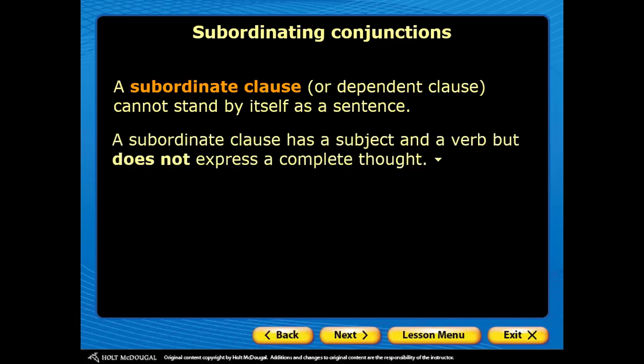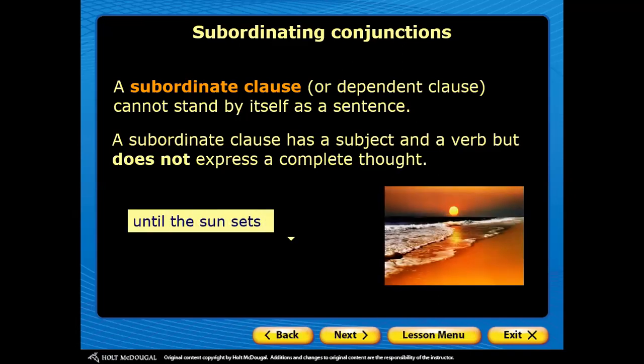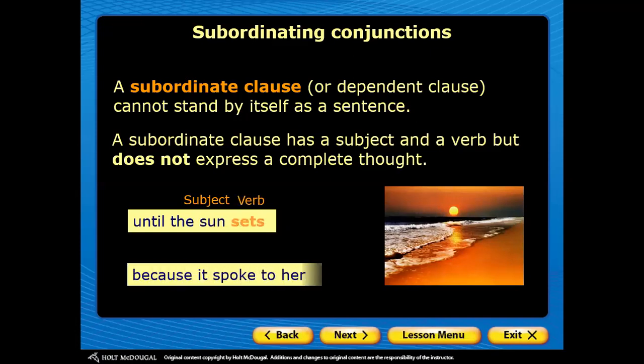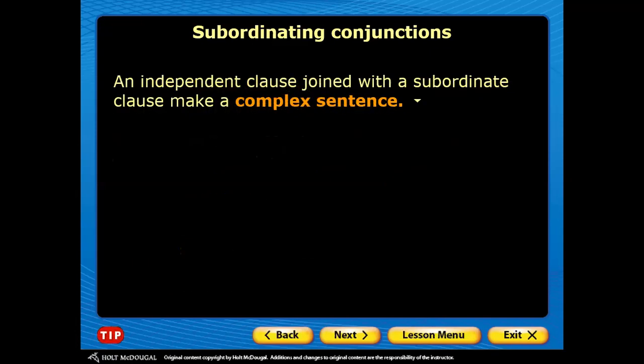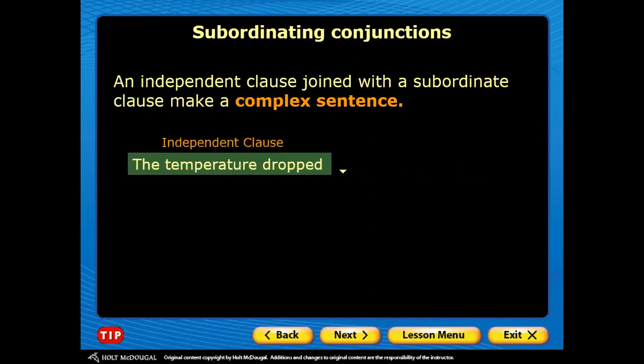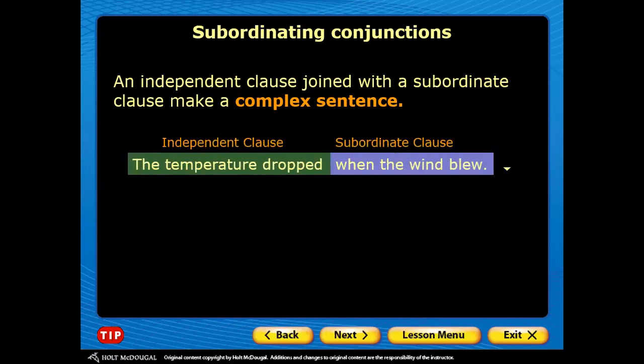Last lesson, just to quickly go over subordinate clauses. A subordinate clause, remember, is a dependent clause, which is the more practical use of the name. It cannot stand by itself as a sentence. A subordinate clause has a subject and a verb, but does not express a complete thought. Remember, "until the sun sets" is not a complete thought, so we need some more information. Then an independent clause is joined with the subordinate clause to create a complex sentence. So the independent clause, "the temperature drops," and the subordinate clause, "when the wind blew." Together they make a complex sentence.